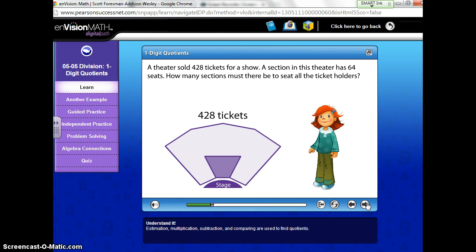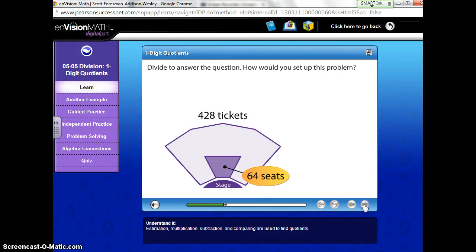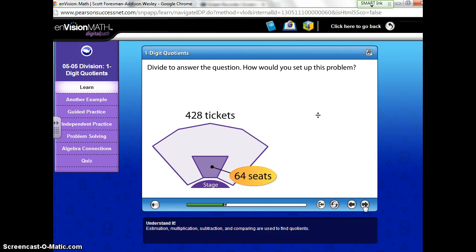So let's just say this theater here sold 428 tickets for a show. And one section in this theater has 64 seats. So how many sections do you think there must be to seat all of those ticket holders? Well, what operation do you think we'll use to figure out how many sections? Aiden? We will divide.